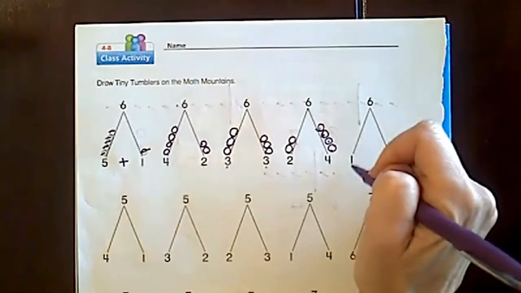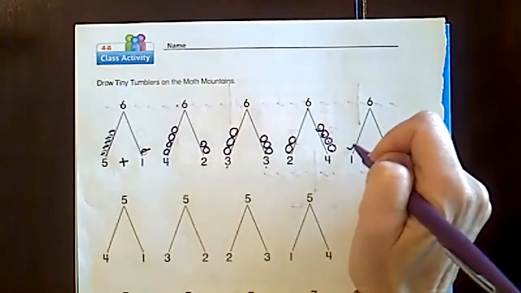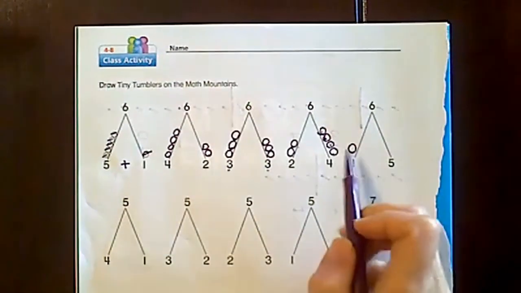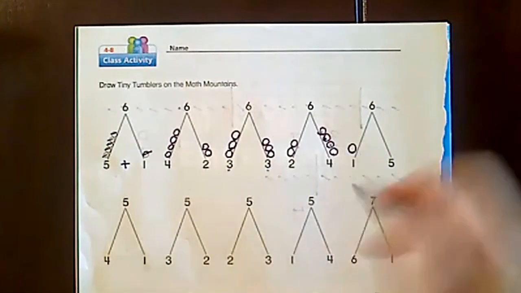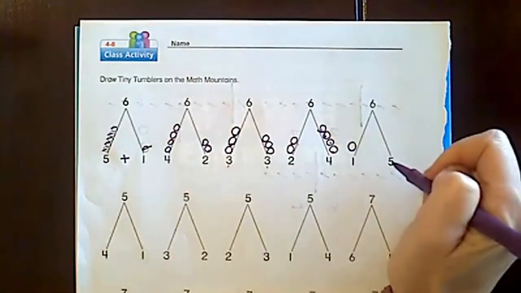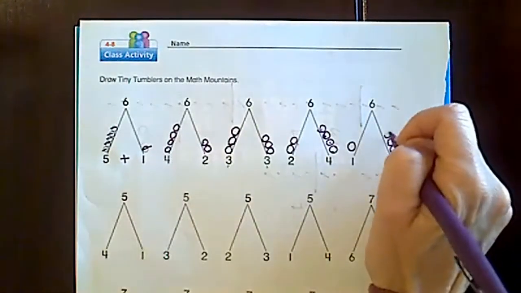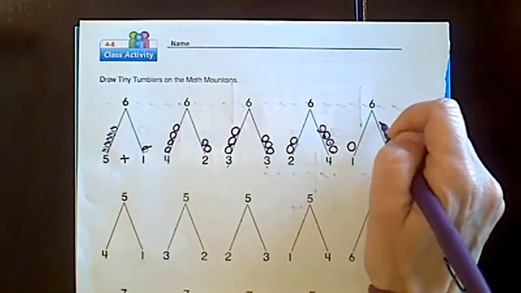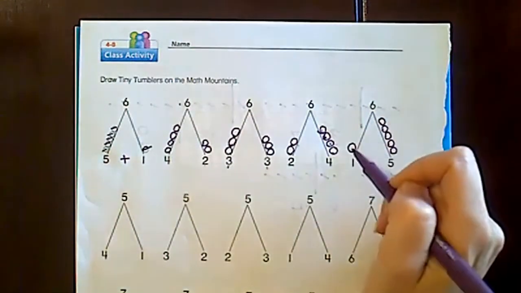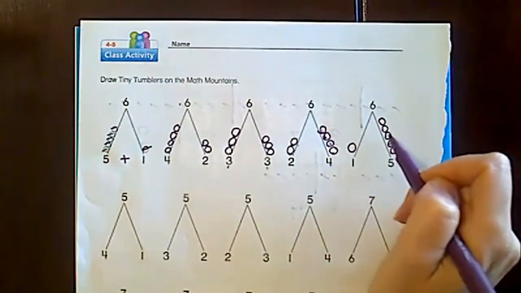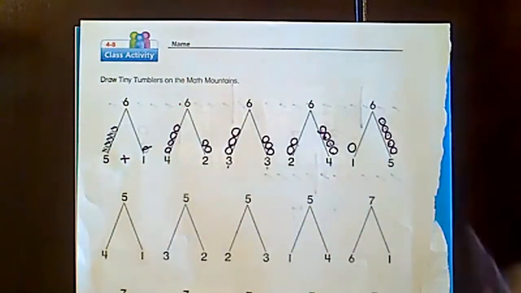Okay, so on this side we have number 1. Did you write 1 tiny tumbler on this side? Good. How many on this side? 5. 1, 2, 3, 4, 5. Let's count them together. 1, 2, 3, 4, 5, 6. You got it right. Great job.